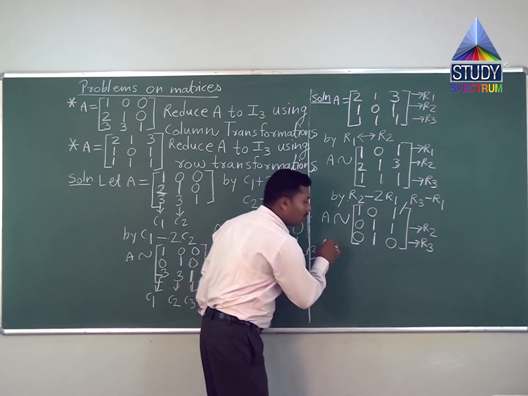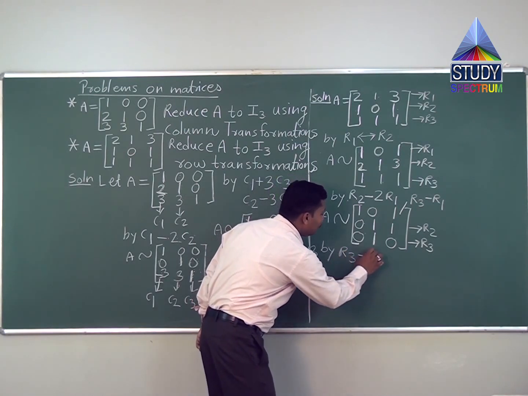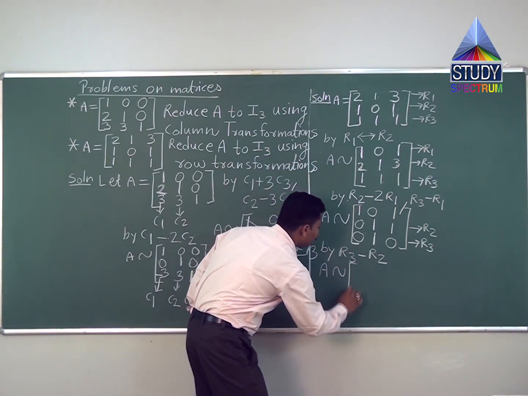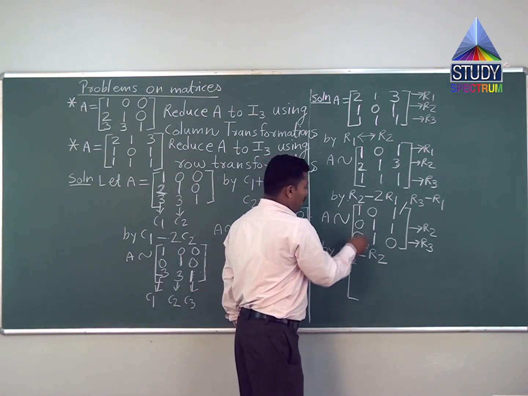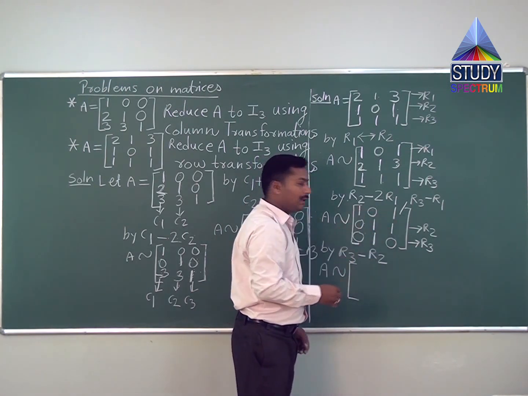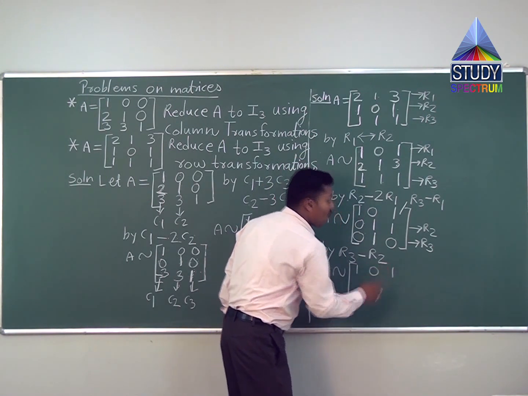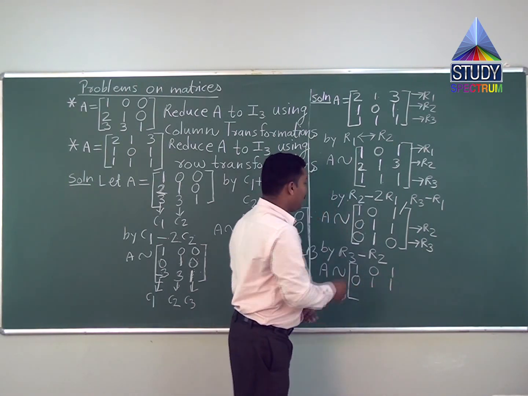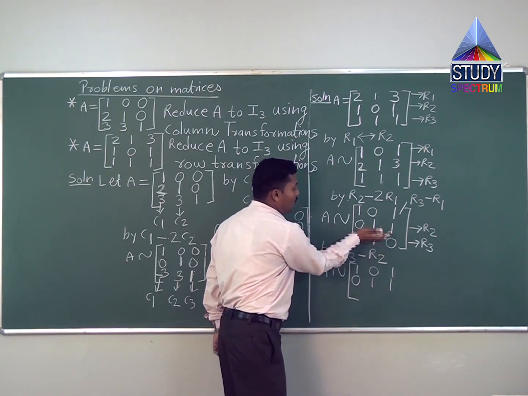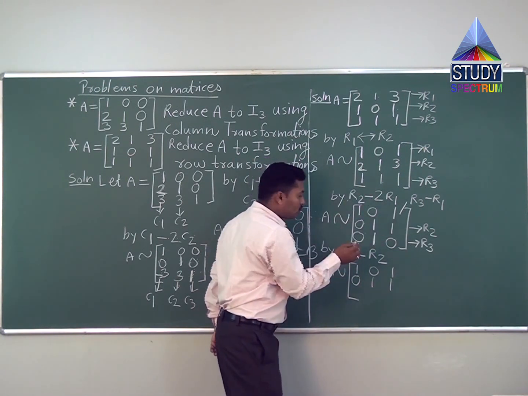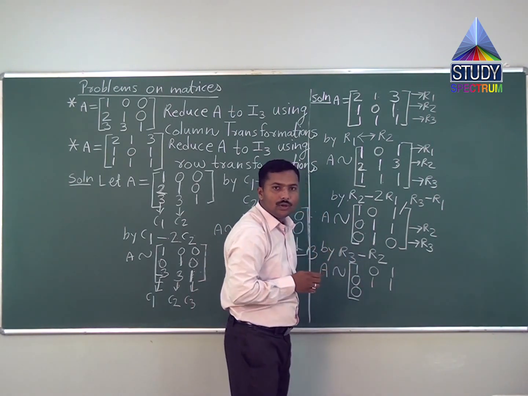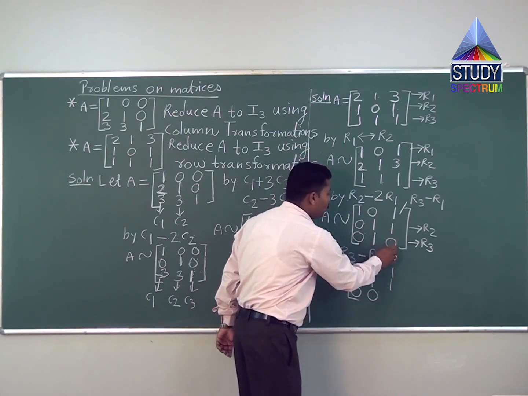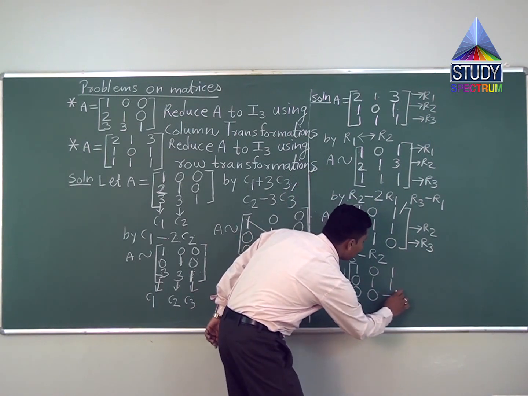So by R3 minus R2, what happened? A is equivalent to: the first two rows as they are, 1 0 1 and 0 1 1, and the third row becomes the third row minus the second row, so 0 minus 0 is 0, 1 minus 1 is 0, 0 minus 1 is minus 1.